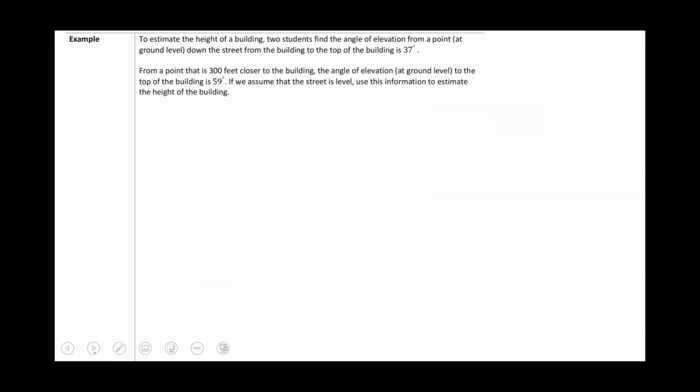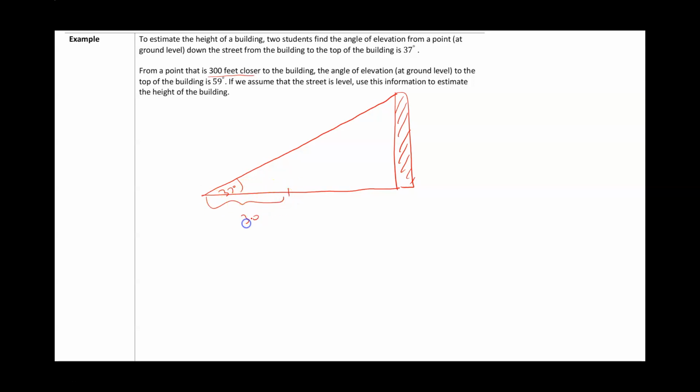The next problem, we're going to set it up a little bit, and then we'll work it out in class. So it says to estimate the height of a building, 2 students find the angle of elevation from a point at ground level to the top of the building is 37 degrees. So here's your building. And the angle of elevation to the top of the building is going to be 37 degrees. Now, what they do is from a point that's 300 feet closer, so they're going to move 300 feet closer, and that new angle of elevation is going to be 59 degrees. And we'll leave it at that.